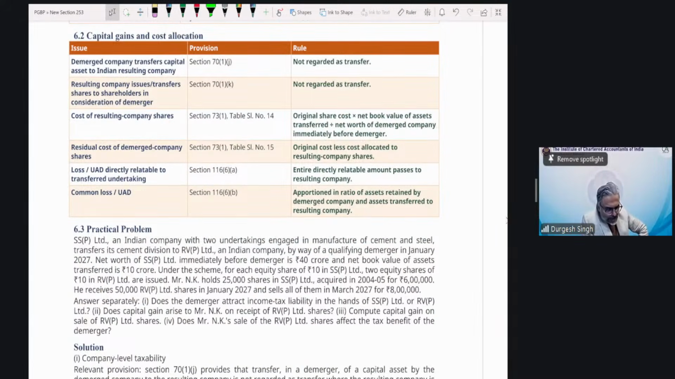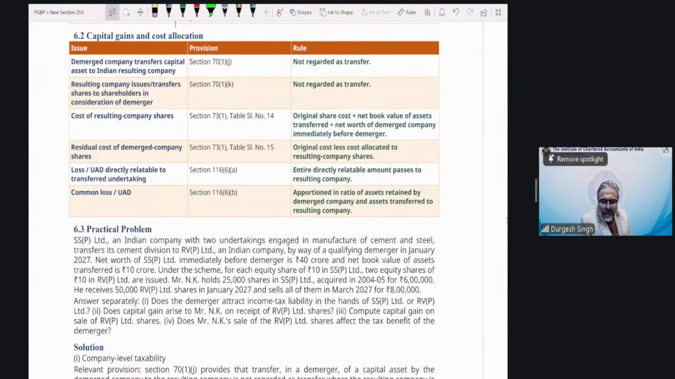Now let's come to the tax provision. What is the tax consequence? Demerged company. Now, students, there are two companies after demerger. In the language of demerger, you will call the old company the demerged company, and the new company will be referred to as the resulting company. So the demerged company transfers a capital asset to an Indian resulting company.